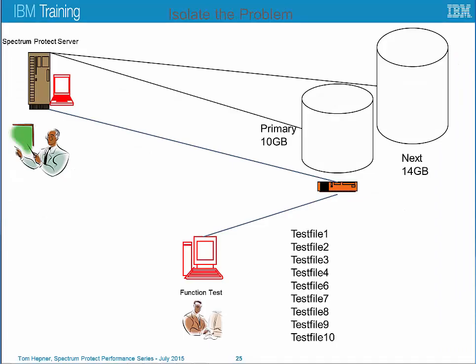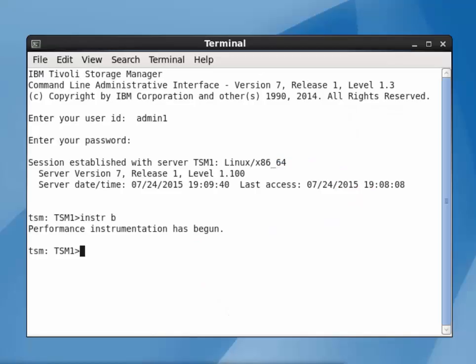I'll also mention here that I've configured my primary disk pool with just 10 gigabytes of space and a next pool that has a device class of file. It has another 14 gig of space. Remember, our backup is going to be 13 gigabytes. Why did I do that? You'll see shortly.